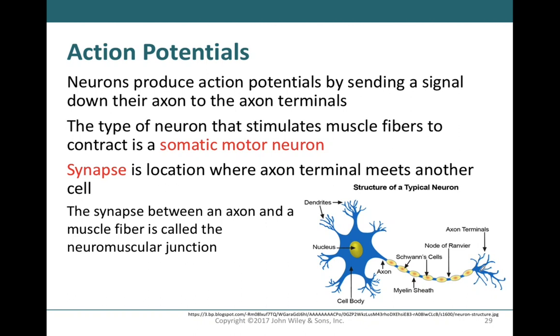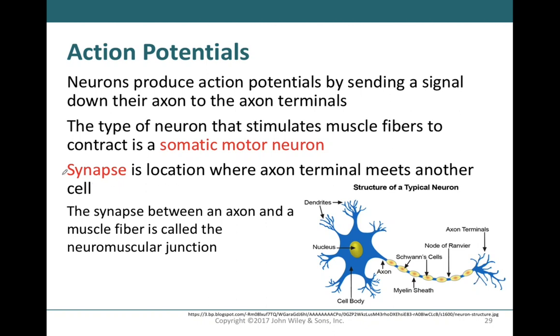We have many different types of neurons that can be found in the body, but specifically the type of motor neuron that's going to be attached to muscle fibers is known as a somatic motor neuron. Motor neurons control muscles. So the neuromuscular junction is the place where a somatic motor neuron is going to come in and meet with a muscle fiber. And the location where the somatic motor neuron and the muscle fiber meet is referred to as a synapse. The location where any neuron attaches with any other cell is referred to as a synapse.